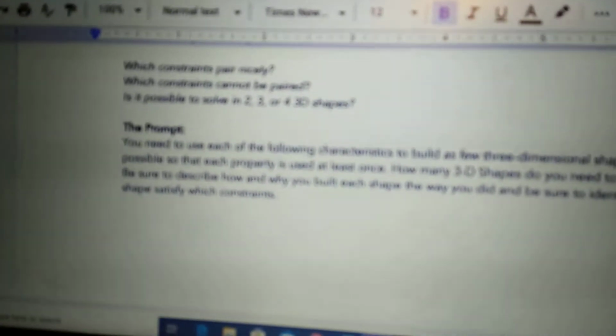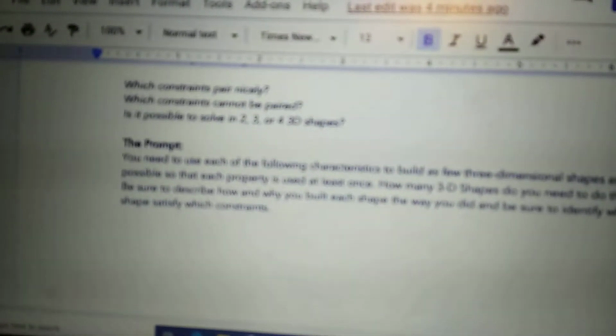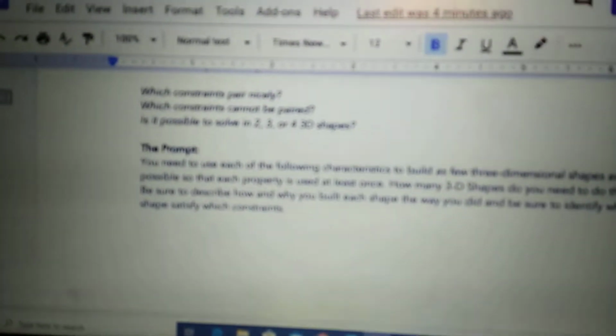Now moving onward. The prompt is, you need to use each of the following characteristics to build as few three-dimensional shapes as possible so that each property is used at least once. How many 3D shapes do you need to do this? Be sure to describe how and why you built each shape the way you did, and be sure to identify which shape satisfies which constraints.